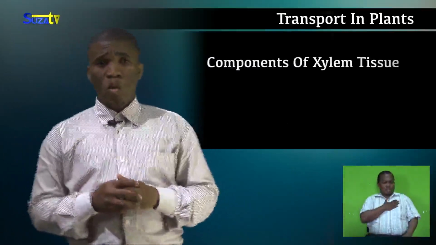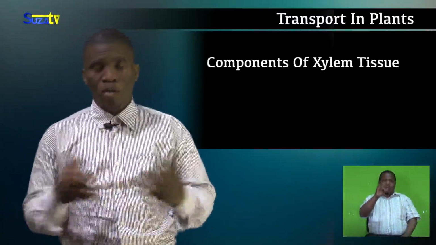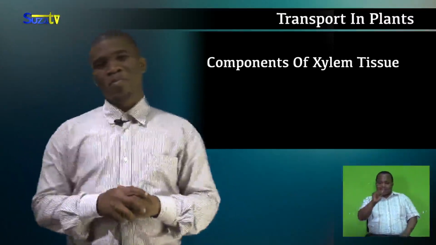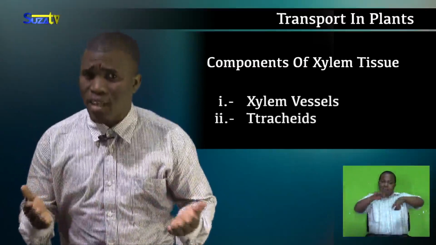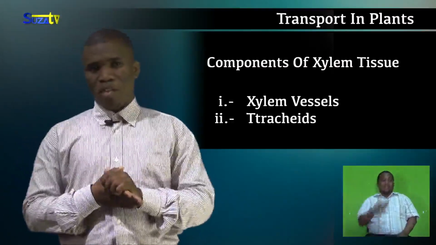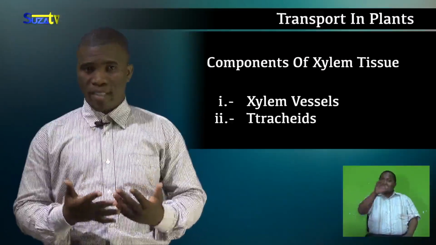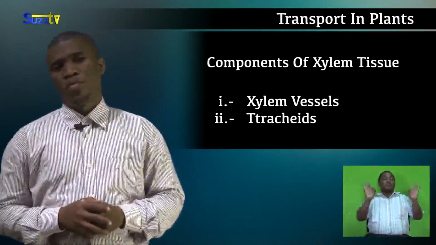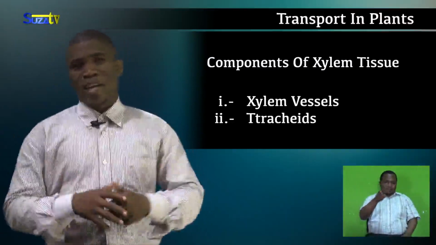My dears, what are the components of xylem tissue? Who can try, please? Yes, Asma? Good. Xylem tissue is made up of xylem vessels, and the second one is tracheid elements. Thank you very much. Can we repeat the words, please? Xylem vessels. Again, xylem vessels. Good. Tracheids. Again, tracheids. Thank you, my dears.